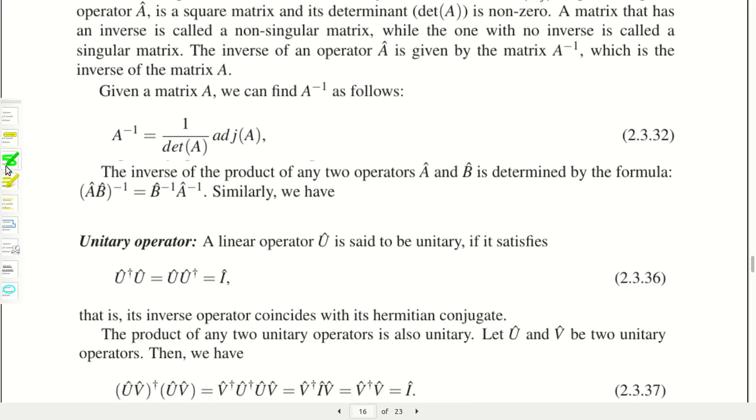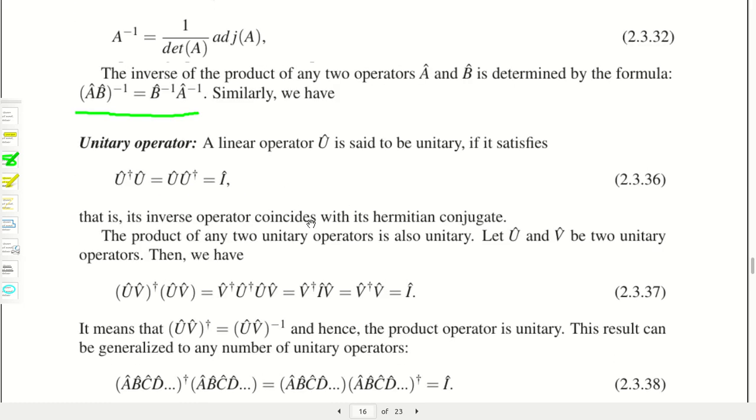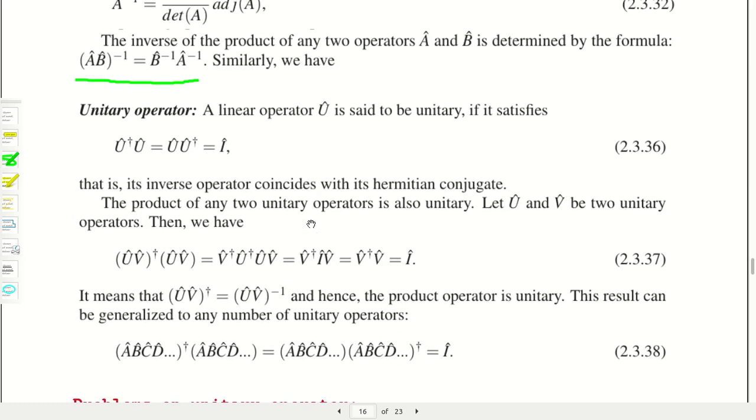And obviously you can check this relation also, like in matrices, the inverse of AB whole inverse will be B inverse into A inverse. So they will change their position, that is the inverse of a product. And now, very important from the quantum mechanical perspective, the unitary operator.